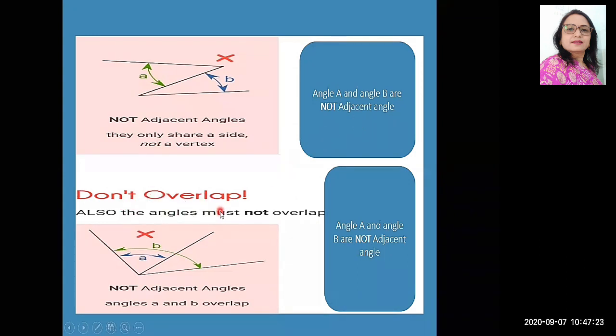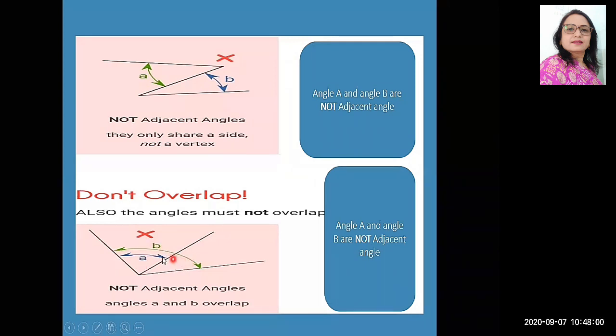Also, the angles must not overlap. Students, remember this. Angle A and angle B are not adjacent angles. Why? Because angle A and angle B overlap. See here, angle A's interior is this much, but angle B's interior is from here to here. So angle B is overlapping on angle A.